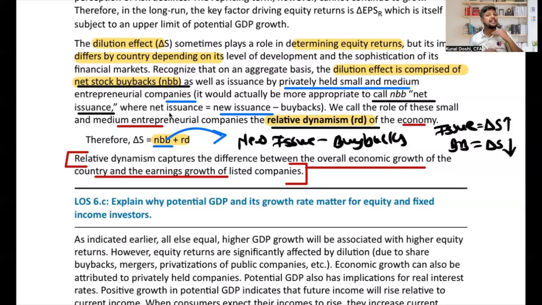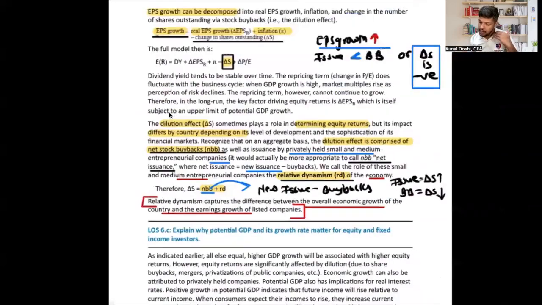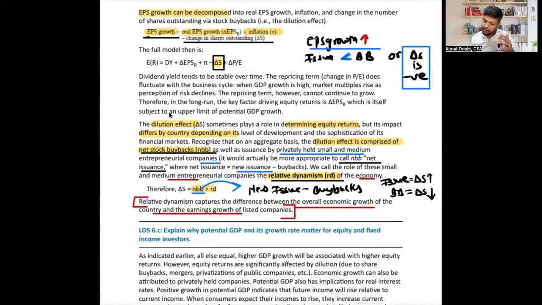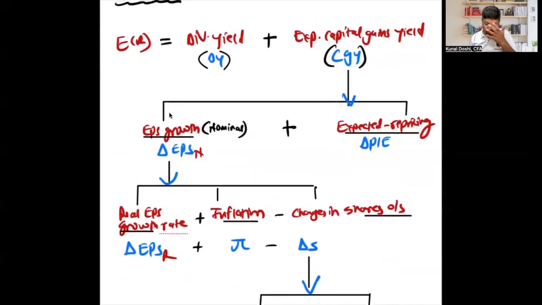I'll repeat, that's called relative dynamism. Why? Because some companies will grow at a higher rate than the economy and some companies will grow at a lower rate than the economy. So that difference is called relative dynamism. Understood, everyone? So check one by one.